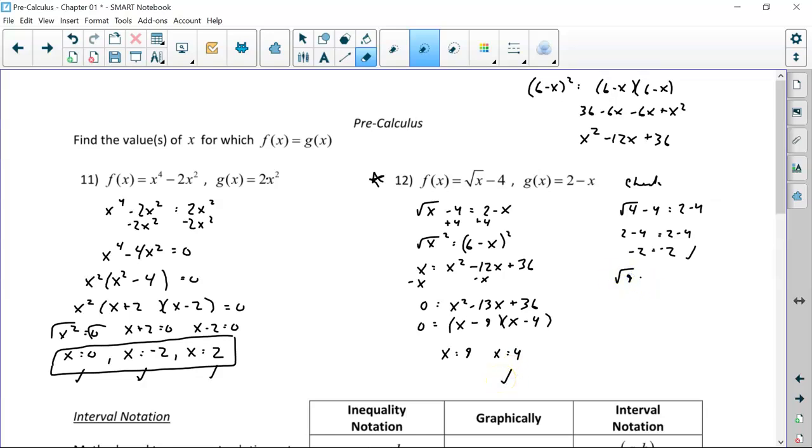Now the 9. The square root of 9, minus 4 equals 2 minus 9. The square root of 9 is 3 minus 4. 2 minus 9 is negative 7. We get negative 1 equals negative 7. That's not a true statement. That didn't work. So 9 is not a valid solution. It's what we call an extraneous solution. Because it's an extraneous solution, it's an apparent solution that doesn't work, so x equals 4 is our only valid solution. In the next video, we'll be talking about interval notation. Thank you.